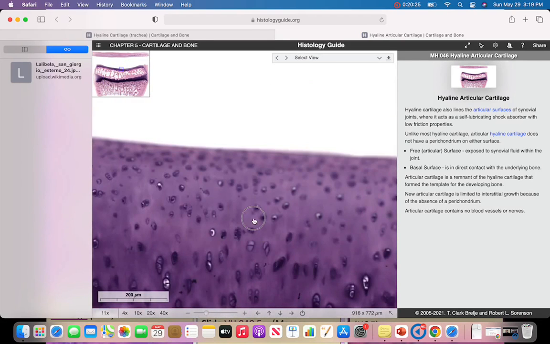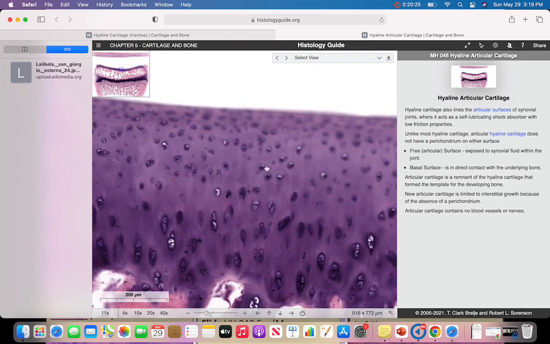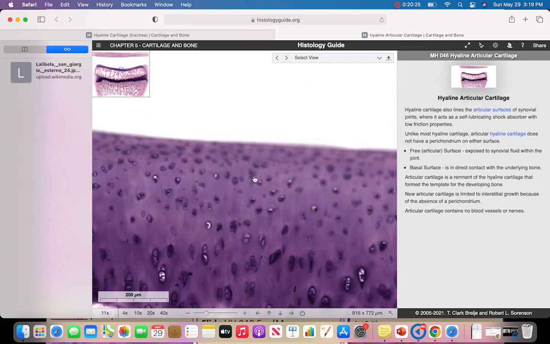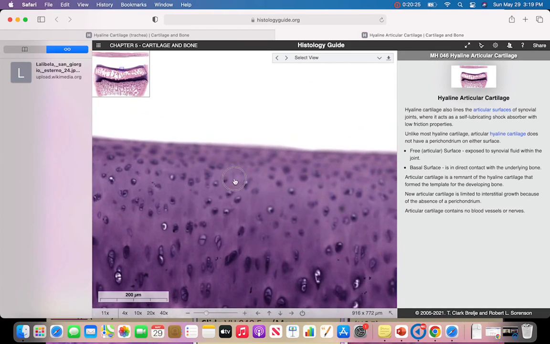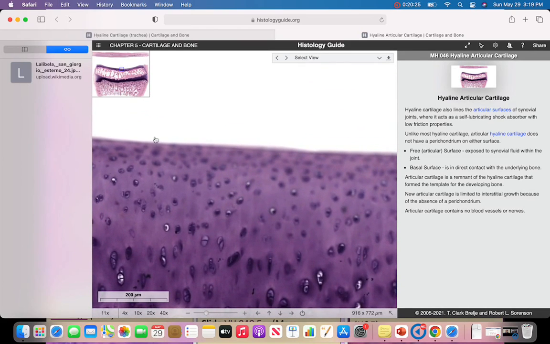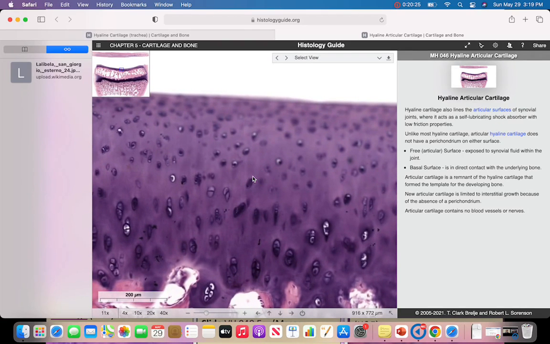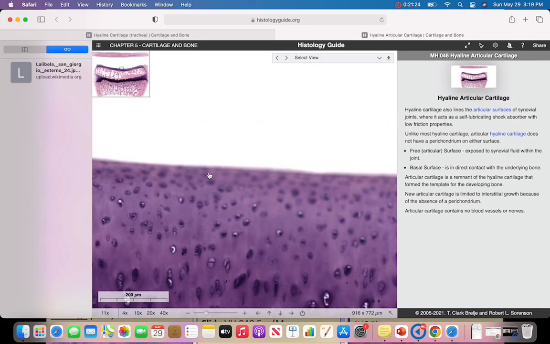And when we zoom in and see the articular cartilage, as you see it here, there is no perichondrium. So it lacks perichondrium. As you know, cartilage is avascular. It doesn't have blood supply. So normally cartilage gets nutrition from the perichondrium by diffusion. But in this case, there is no perichondrium.